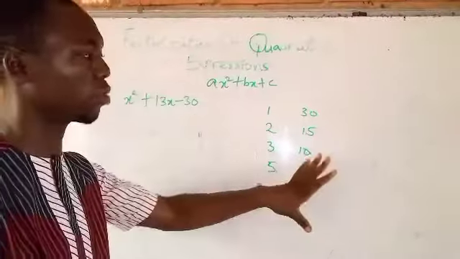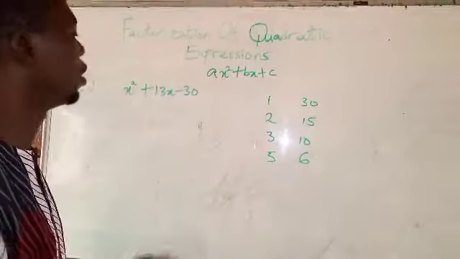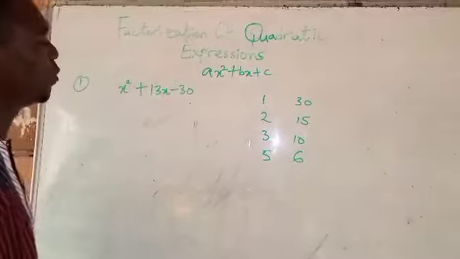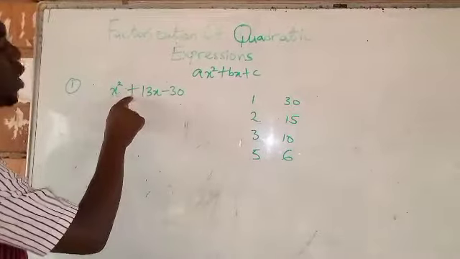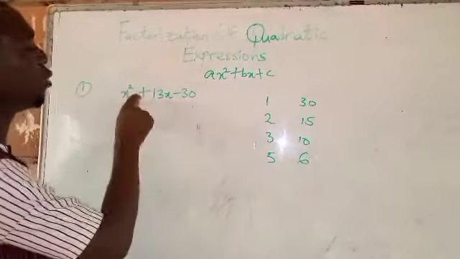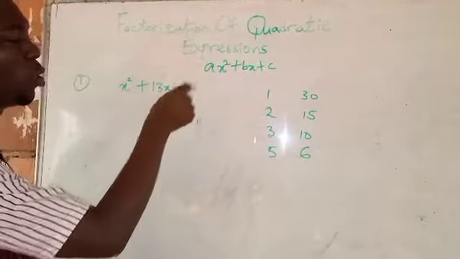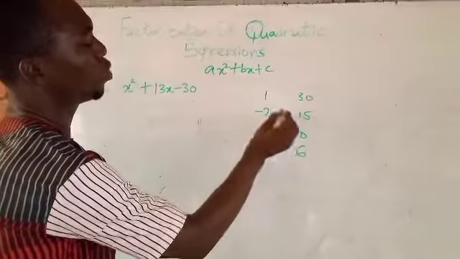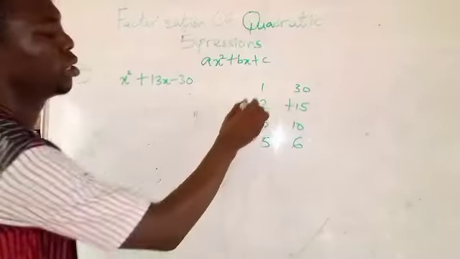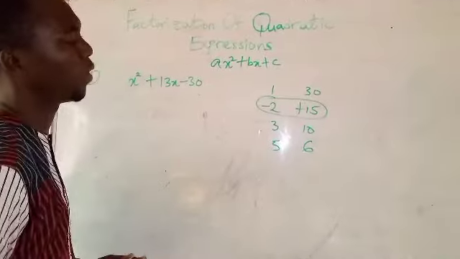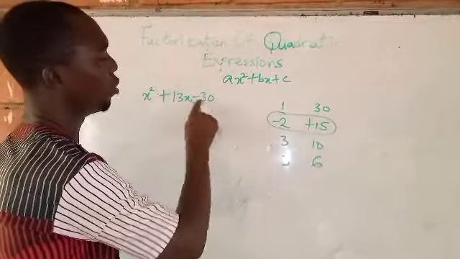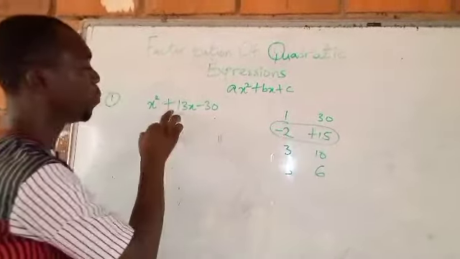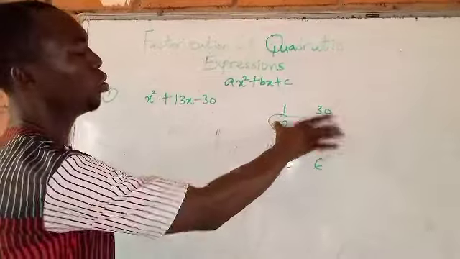So out of these pairs of factors, we are to pick one that we can add that will give us plus 13. Our aim is to get any of these pairs that will give us 13, and when we multiply, we will get minus 30. So that means I will put minus 2 and plus 15. This pair, if I multiply them, minus times plus is minus, 2 times 15 is 30. And if I add, minus 2 plus 15 is plus 13. So these are the two numbers I will pick.